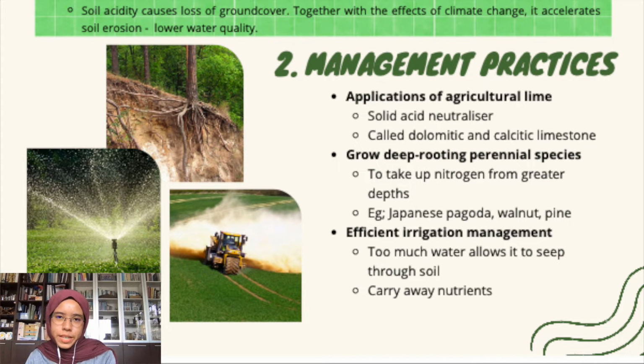First of all, we have applications of agricultural lime. Lime is in fact a solid acid neutralizer, and we call them dolomitic and calcitic limestone. The second practice is to grow deep-rooting perennial species that take up nitrogen from greater depths in the soil. For example, we have Japanese pagoda, walnut, or pine trees.